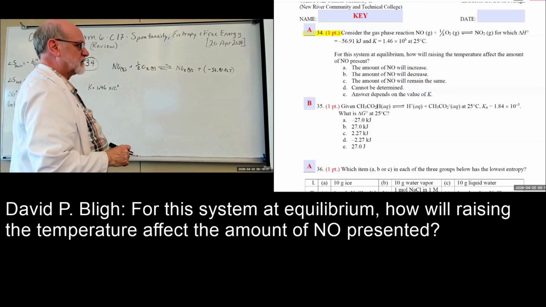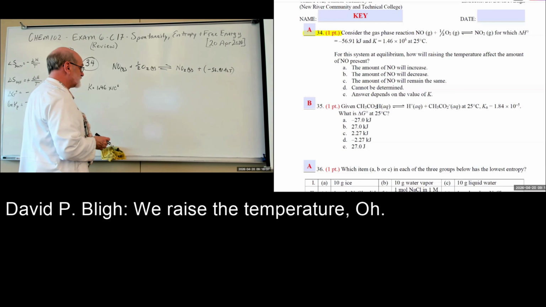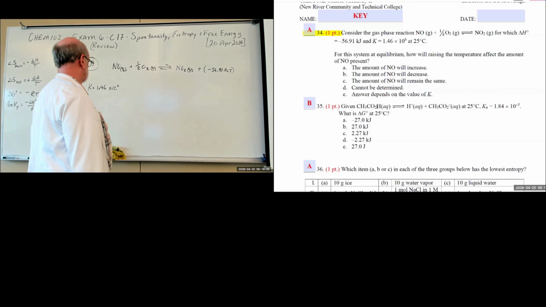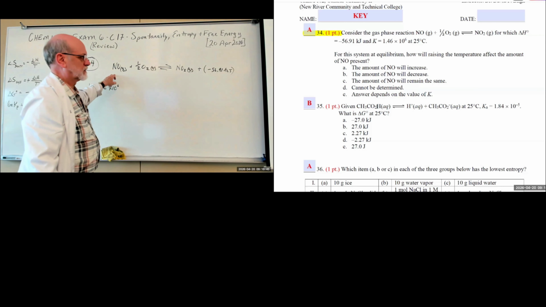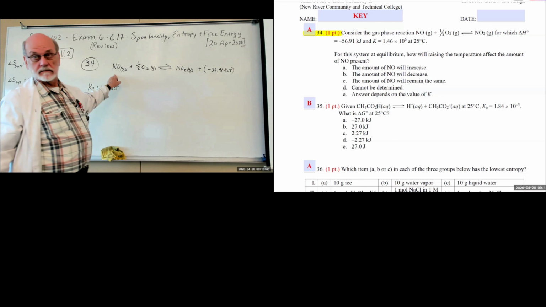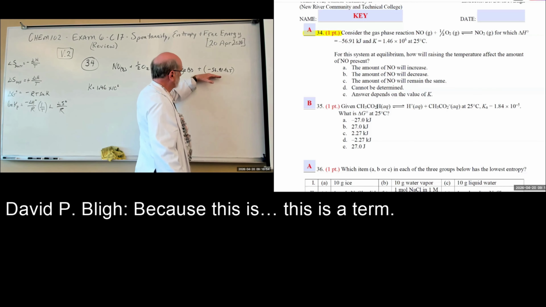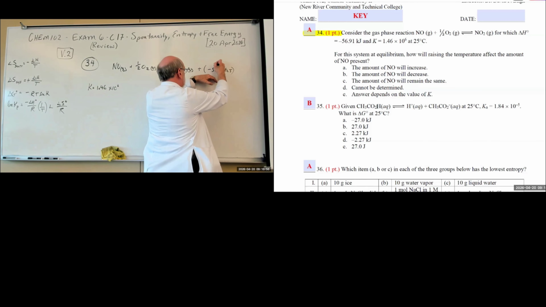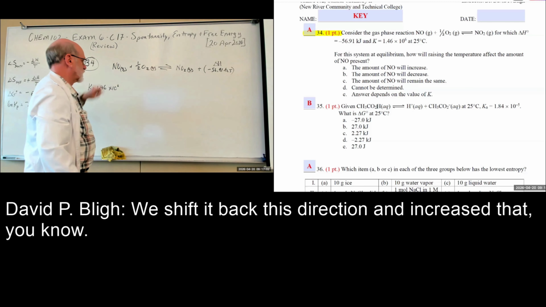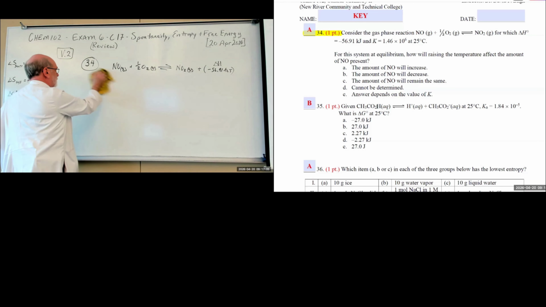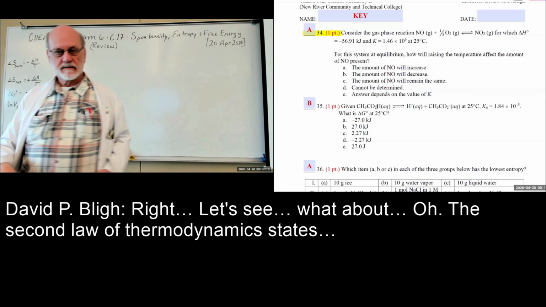For this system at equilibrium, how will raising the temperature affect the amount of NO present? We raise the temperature, it will increase the amount of NO. Yeah. Right, because this is a term, delta H. If we add more of that, we shift it back this direction and increase that. Right.